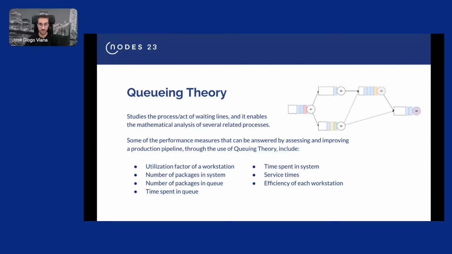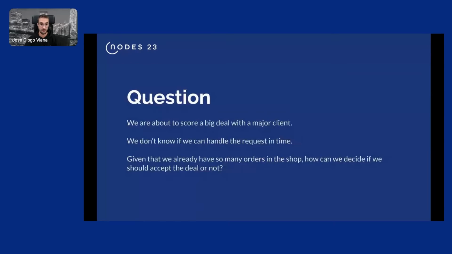Now, I know that this is a bit theoretical, but let's dive into what we can achieve by reusing parts of these calculations. For this, I present you this question. We are about to score a big deal with a major client for our carpentry, and we don't know if we can handle the request in time. Given that we already have so many orders in the shop, how can we decide if we should accept the deal or not?